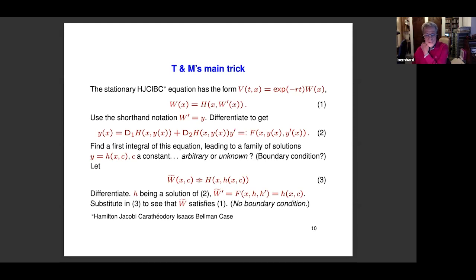Now, because if you differentiate this, you find w prime equal f of x, h, and h prime. And because h is a solution of the equation y equal f of x, y, and y prime, I'm sorry about what I said, then you can conclude that this w tilde prime is h of x and c. So you plug this back in equation 3, and you see that indeed w tilde of x and c satisfies equation 1 for all values of c.